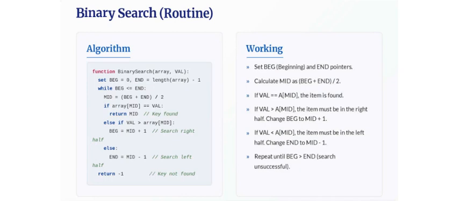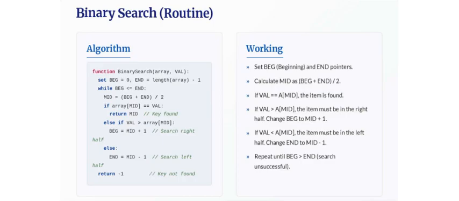And if the value is greater than that particular middle value, the item must be in the right half, so what it will be doing now, it will be leaving the left half completely, it is coming to the right side, and here it is setting the beginning value and the end value. So beginning value will be changed to mid plus 1 and the end value remains the same.